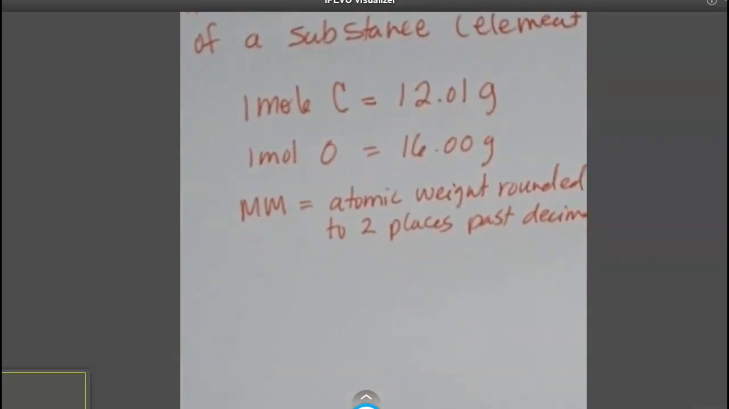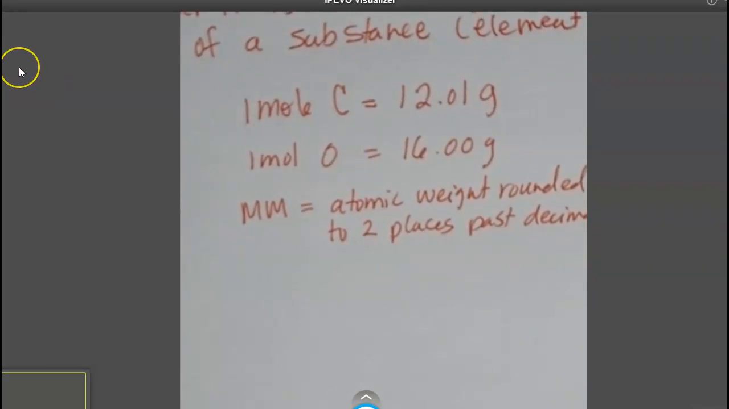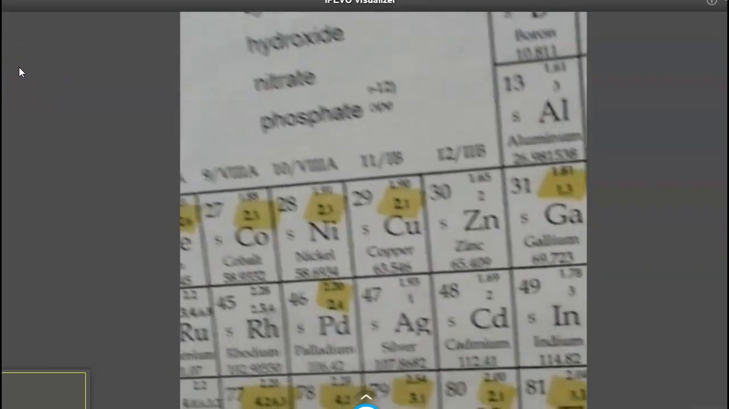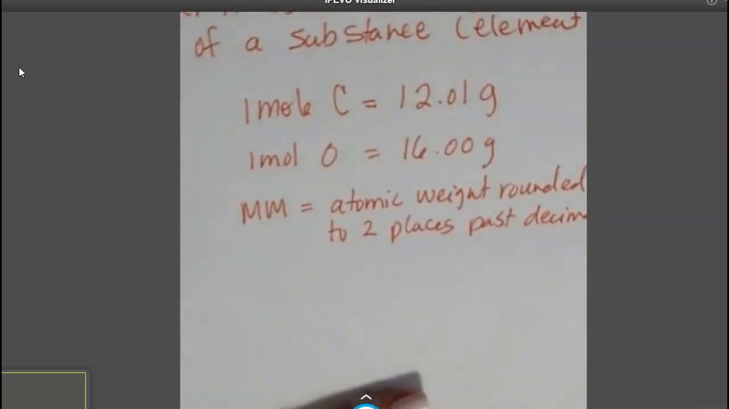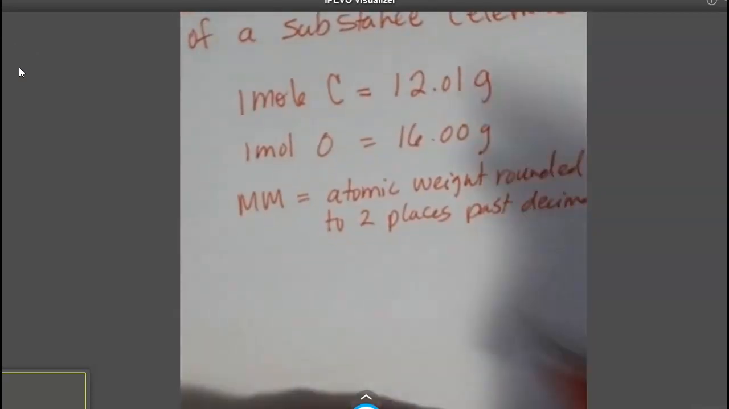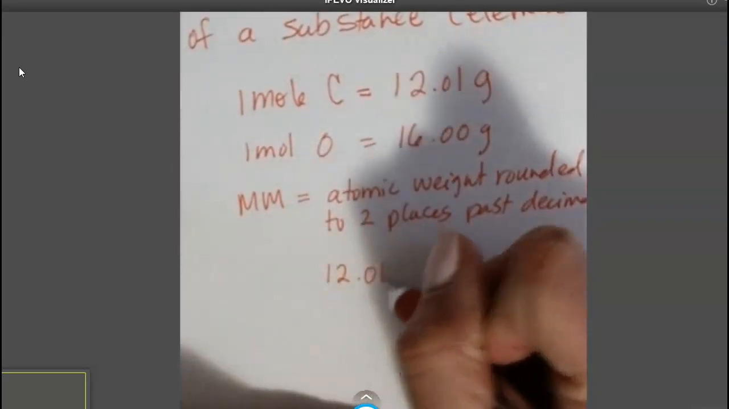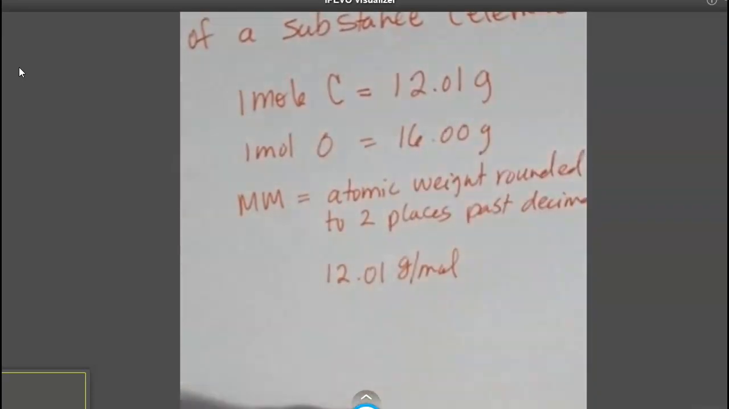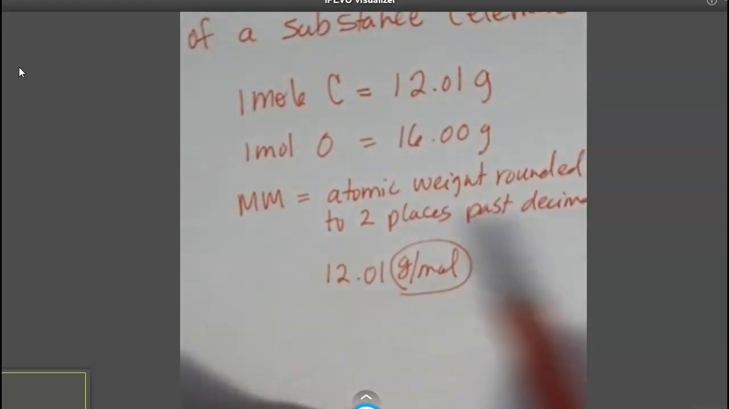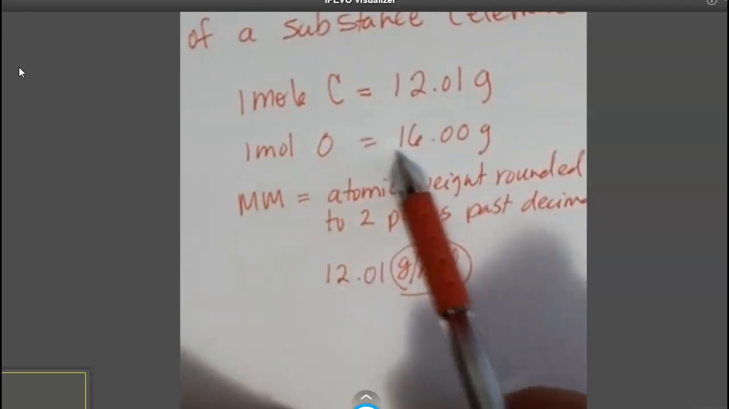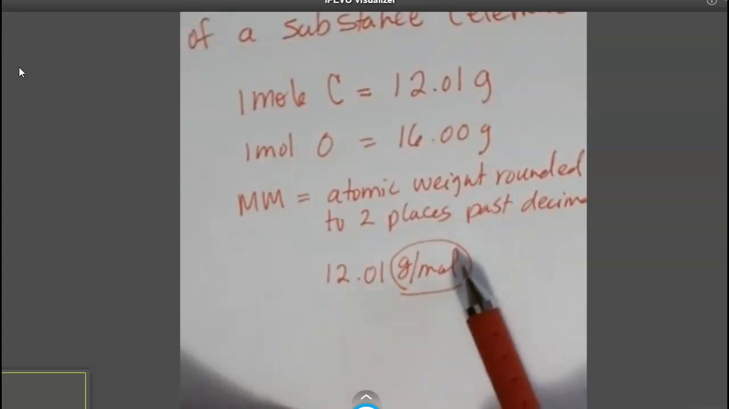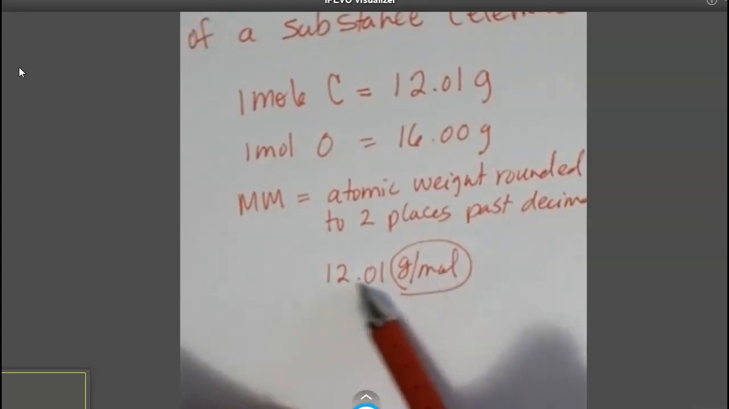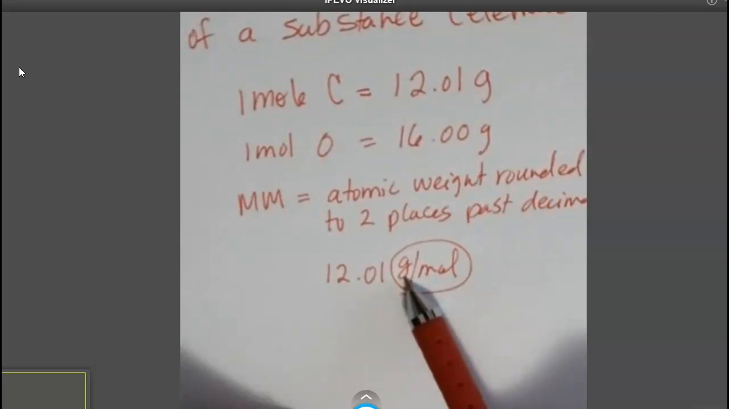So every single element on the periodic table, its molar mass is found on the periodic table. Now, if I was to say, okay, what is the molar mass of carbon? You would say 12.01 grams per mole. So we actually label molar mass in grams per mole, because if I have 1 mole of a substance, this is its mass in grams. So grams per mole. If I have 1 mole of carbon atoms, its mass in grams is 12.01.